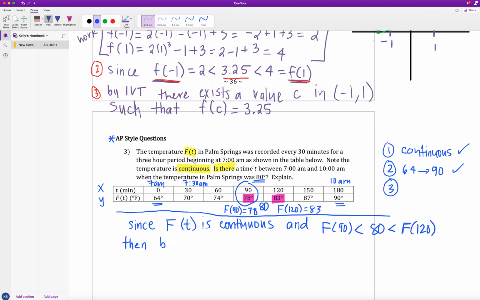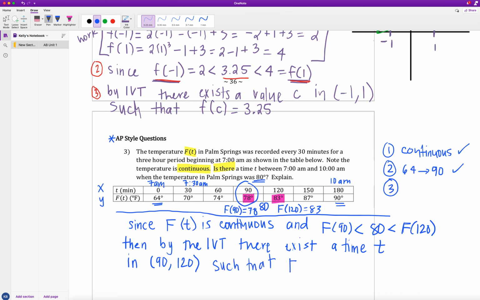So then, by the intermediate value theorem, there exists, in this case, a time. So let's get specific since this problem was dealing with time and temperature. So there exists a time, let's call it time t, in between the interval from 90 to 120. So remember, 90 and 120 is time 90 to time 120, such that f of that value t has to be equal to 80 degrees in this case.